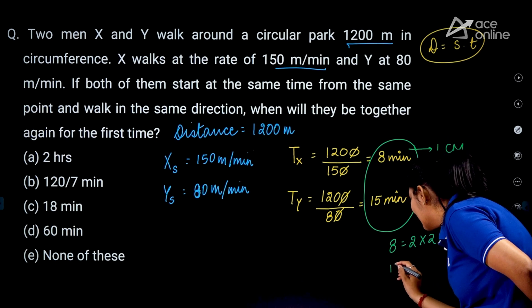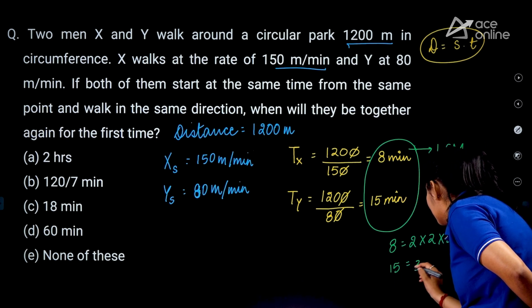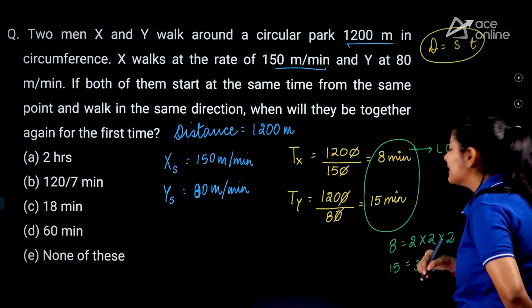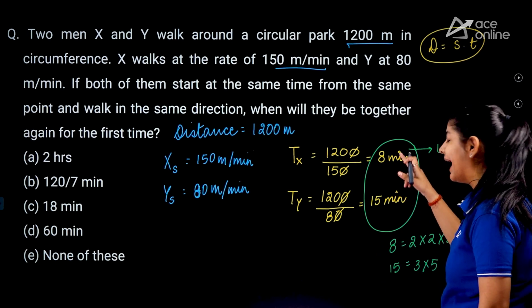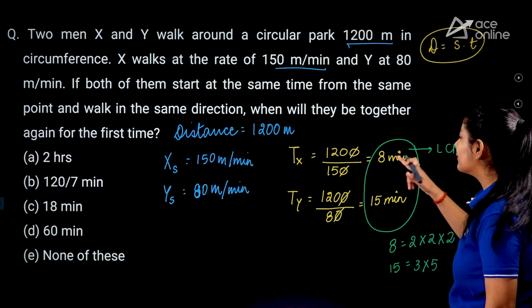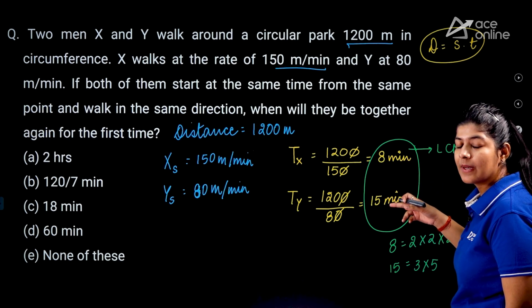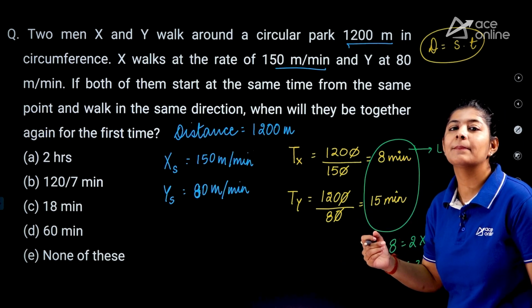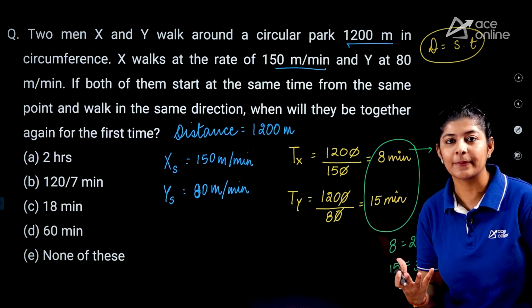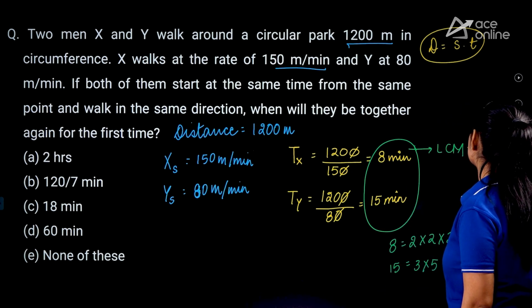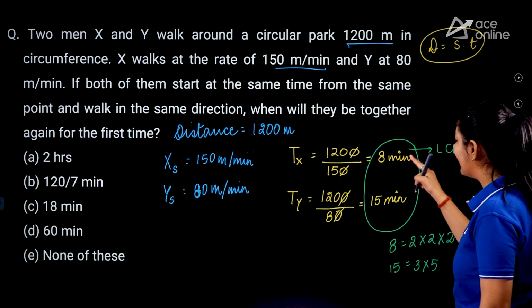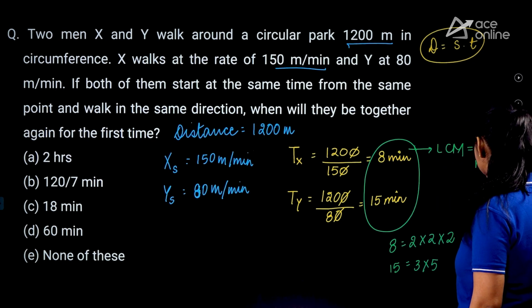And for 15, I can write it as 3 into 5. That means there is nothing common. They both are co-prime numbers. So we know that whenever we are having co-prime numbers, the LCM of the co-prime numbers is always the product of those numbers. So the LCM is nothing but 120 and the unit is minutes.